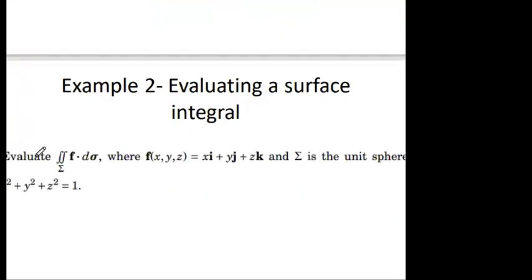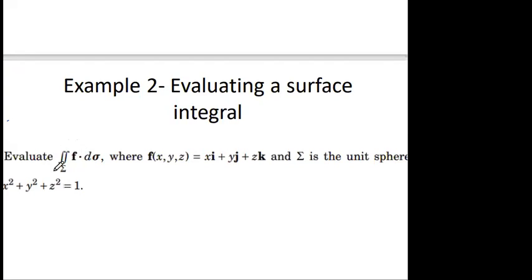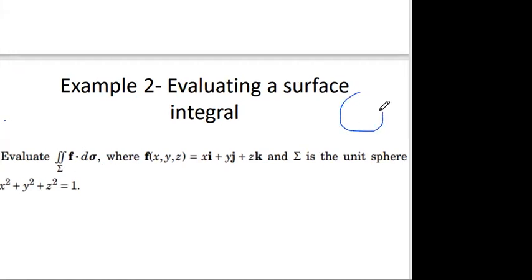Okay, let's compute. Evaluate the surface integral here. This is the surface integral. What is your field? The field is (1, 2, 3). It is a three-dimensional vector field, and sigma is the boundary of the solid sphere, centered at the origin, and the radius of this sphere is 1. Centered at the origin. So this is my geometry.